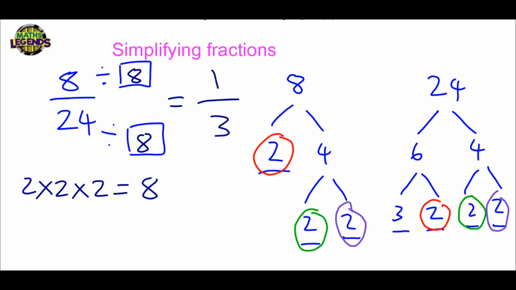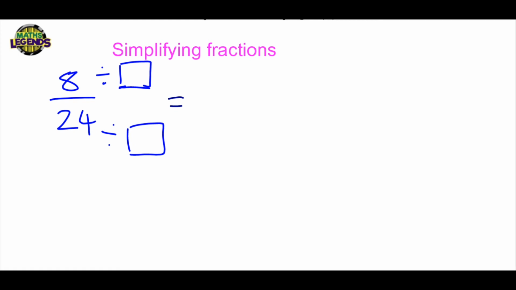Now let's look at this example again. Let's say we want to save time, or we think that we can spot the highest number, and we say, oh, actually we can divide top and bottom by 4. So let's put a 4 in and a 4 in there. So 8 divided by 4 is 2 and 24 divided by 4 is 6. Now, we ask ourselves the same question: can we divide the top number and the bottom number by a common number? So here, okay, we can divide this one by 2 and this one by 2. This then gives us 1 over 3.